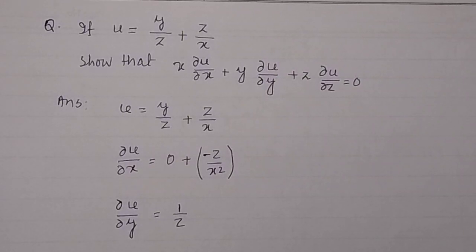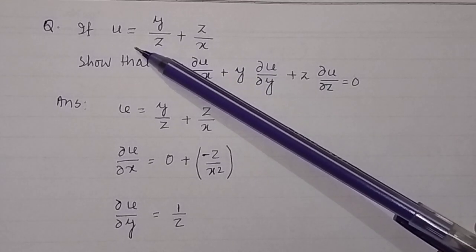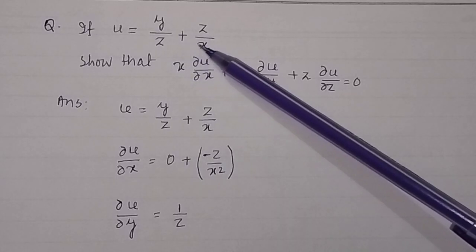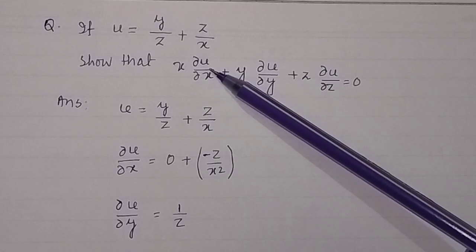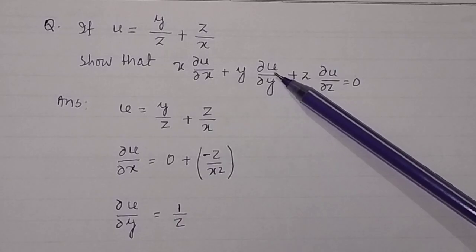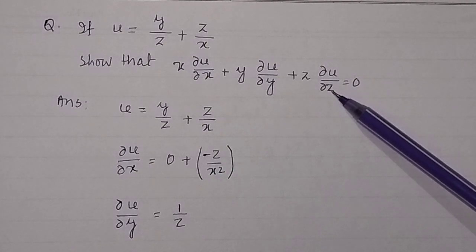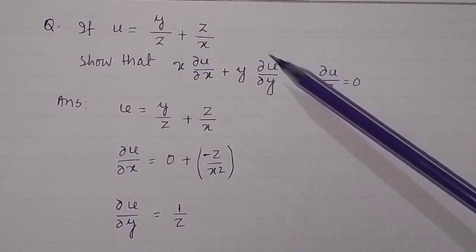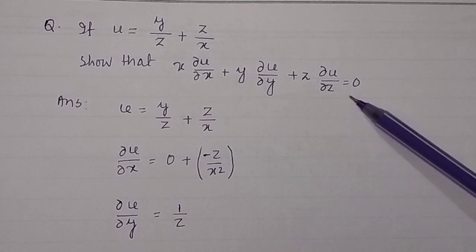In this video, we will discuss first order partial derivatives. You have to show that if u is equal to y by z plus z by x, then x into partial derivative of u with respect to x plus y into partial derivative of u with respect to y plus z into partial derivative of u with respect to z is equal to 0. This is the condition, that means given the function, you have to prove this.